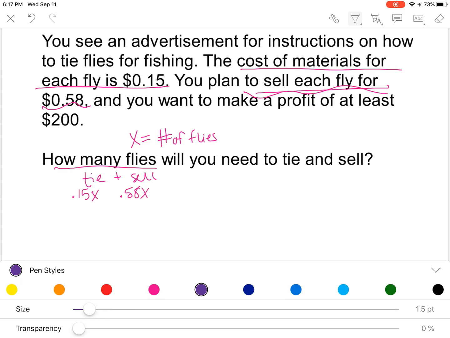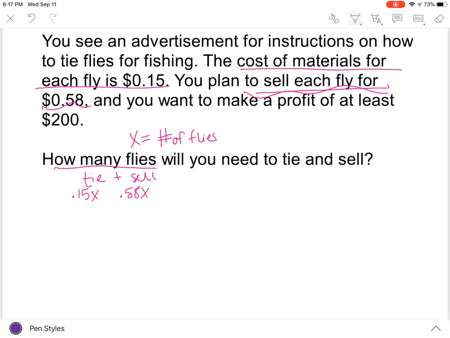Since it costs us 15 cents, that means we're spending that money. To signify that we're spending that money, we're going to subtract that. So we are going to take our 0.58x and subtract 0.15x. And we want to make at least $200. If we think about at least, that means $200 is the smallest amount of money. So whatever we make with our 0.58x minus 0.15x needs to be greater than 200. It could be exactly 200. 200 is the lowest number, but it's got to be greater than or equal to $200.